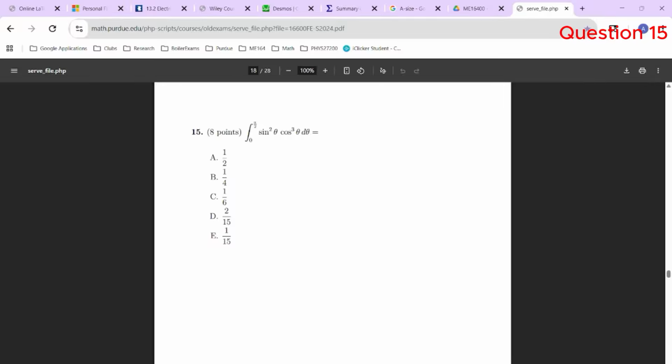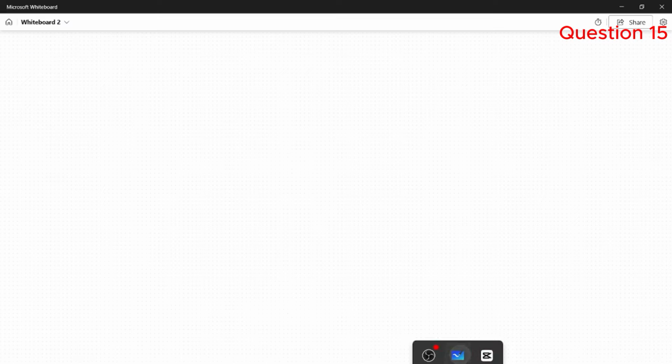Hello everybody, thank you for joining me. We're going to go over question 15. Calculate the integral from 0 to pi over 2 of sine squared theta, cosine cubed theta, d theta. We are given 5 possible answer choices. To begin, I am going to draw the integral out on the whiteboard first, and we will solve from there. So this is sine squared theta times cosine cubed theta d theta.